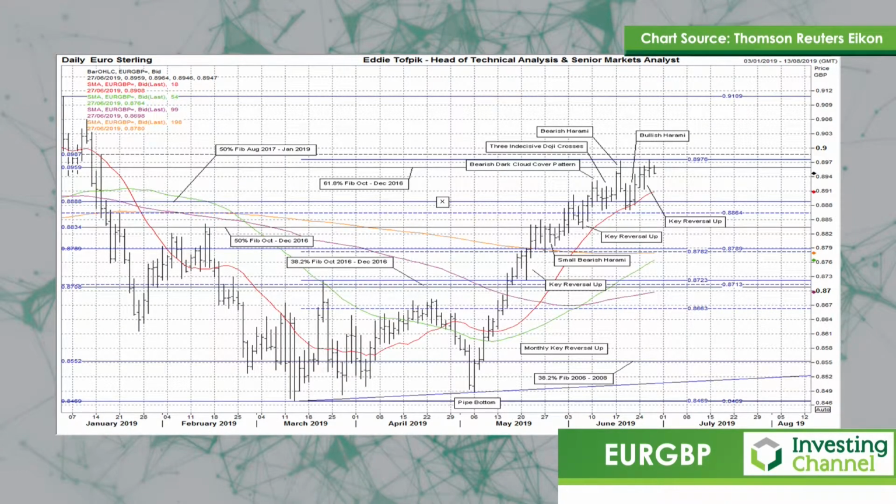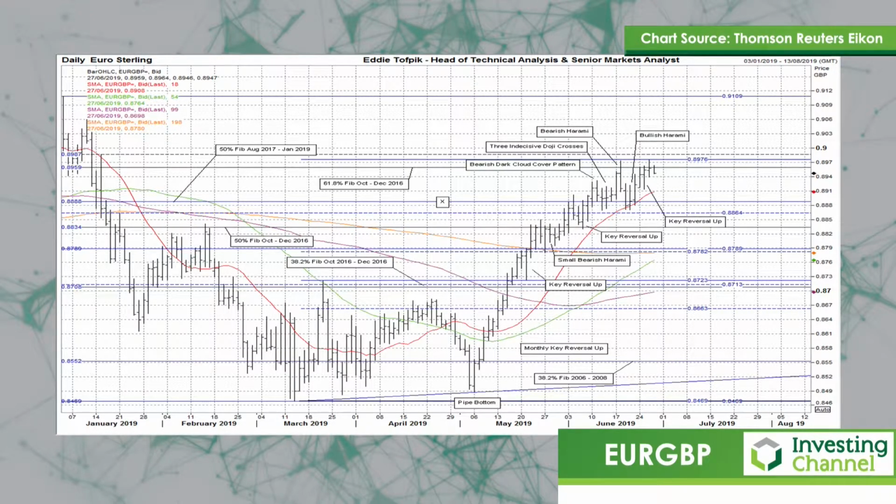One other interesting feature: though the market has repeatedly penetrated the resistance of the 61.8% Fibonacci line of the old October to December 2016 move at 89.59, it has yet to close over it. Finally, please still remember, with a rare monthly key reversal up last month, so add that to the mix.